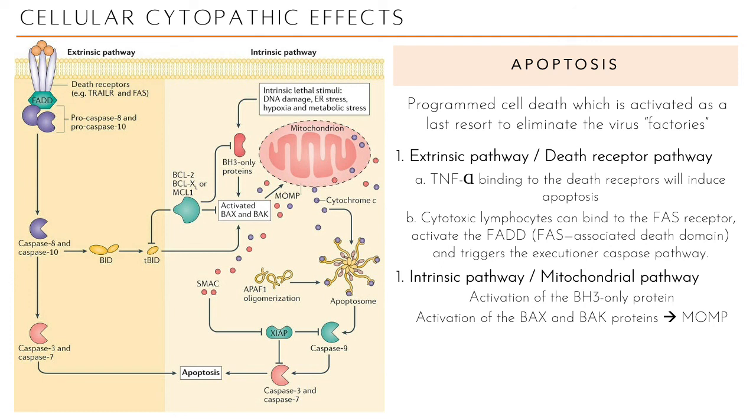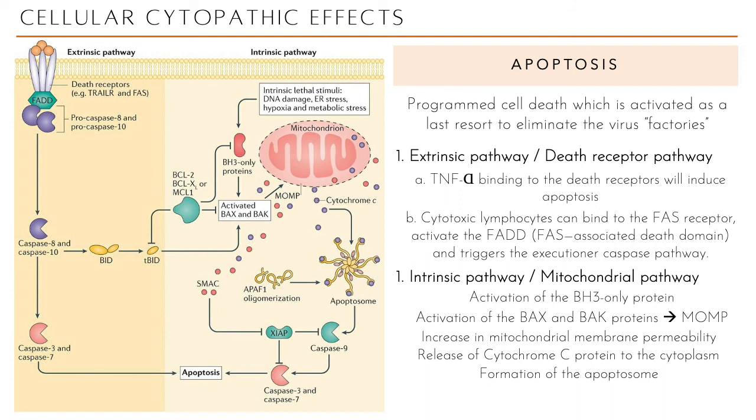This will affect the permeability of the mitochondrial membrane, which will cause the leakage of the cytochrome C protein into the cytoplasm, which is included in the formation of the apoptosome, which will in turn go into the same caspase pathway as the extrinsic one.